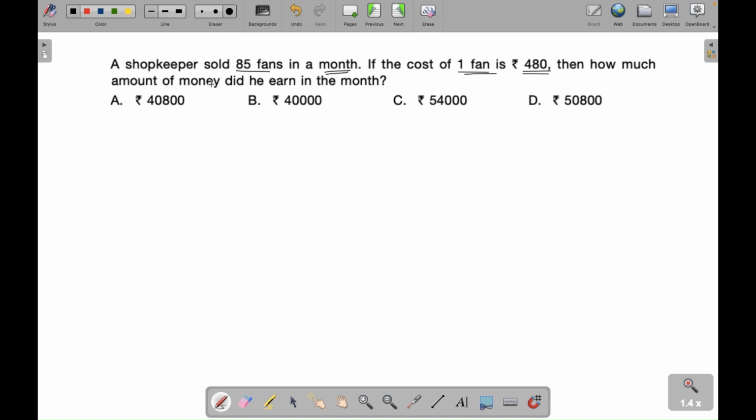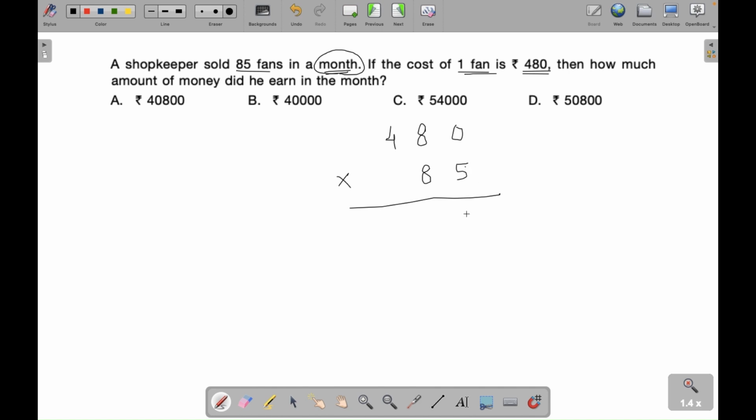So what is the amount that he earned? Here we don't have to use this. This was just for your information if we had to multiply it with month. So cost of one fan is 480, so what is the cost of 85 fans? We simply multiply 480 with 85. Again, making sure the digits are aligned, unit with unit, tens with tens, then start the multiplication process.